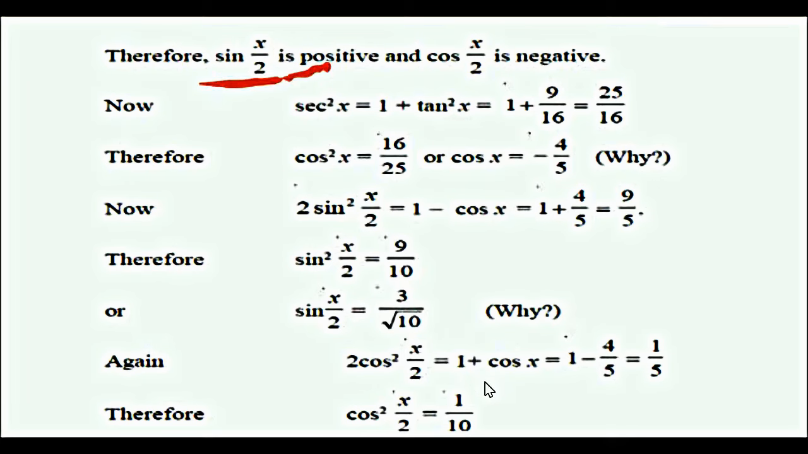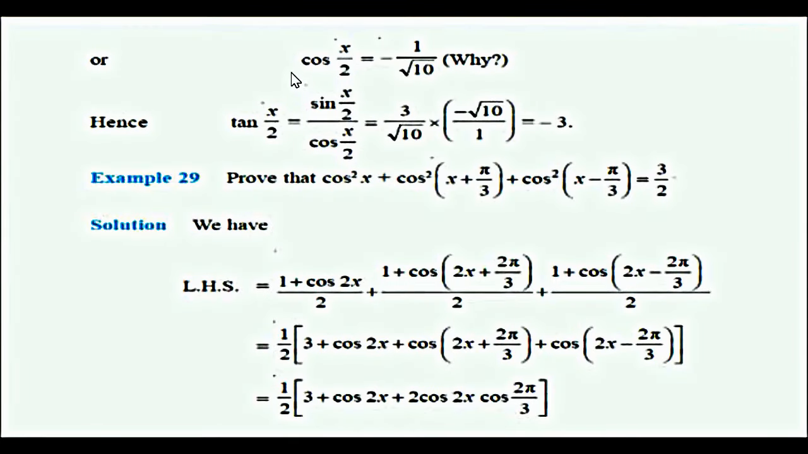Again, 2 cos square x by 2 is equal to 1 plus cos x. Let us take this value, 4 by 5, that will be 1 by 5. So cos square x by 2 will give us the value 1 by 10. So ultimately cos x by 2 will be equal to minus 1 by root 10. Again the negative value as I suggested. So tan x by 2 will be equal to sin x by 2 over cos x by 2. This we have already found out. So the value will be minus 3. This is how you get it.